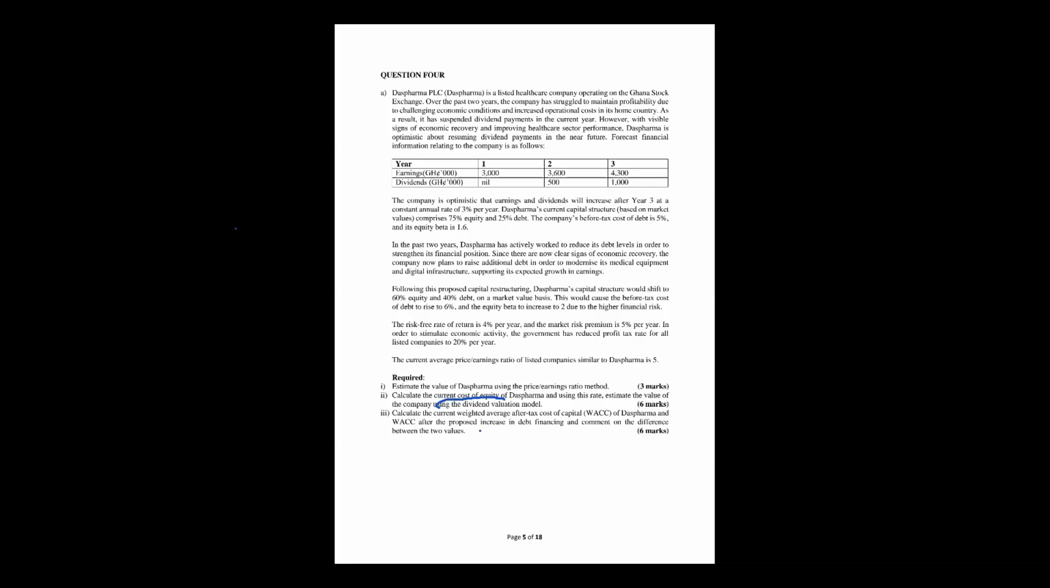Cost of equity. Three things come to my mind. Is it a dividend model? I've not even read what is here. Is it a dividend growth model? Is it the CAPM? Which one are they talking about? So let's look at what it says.